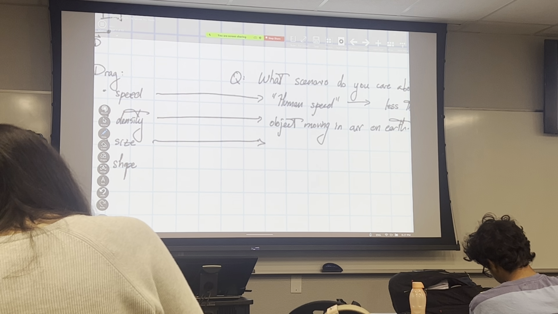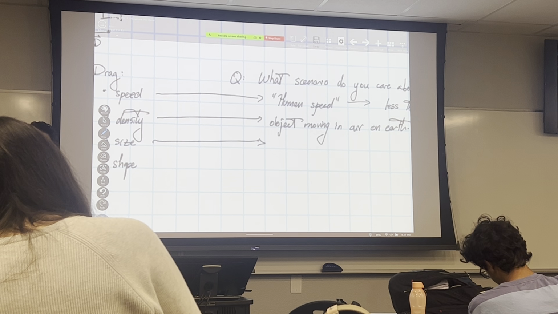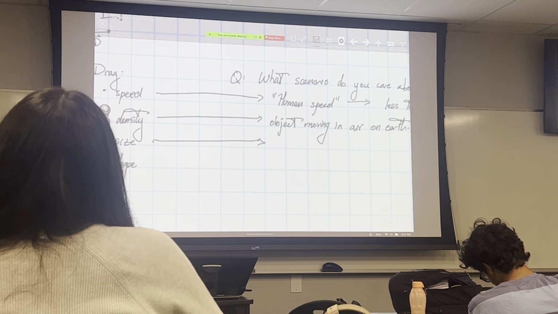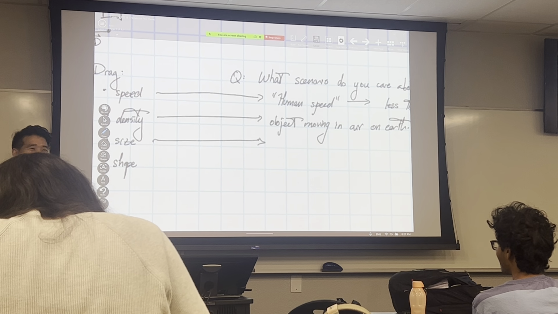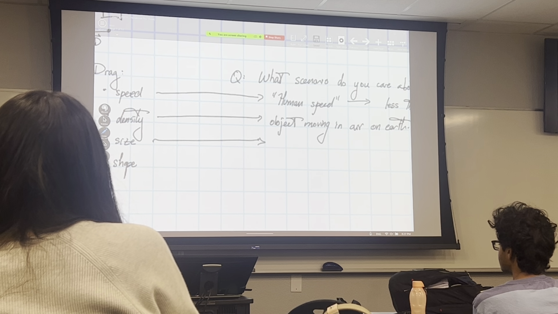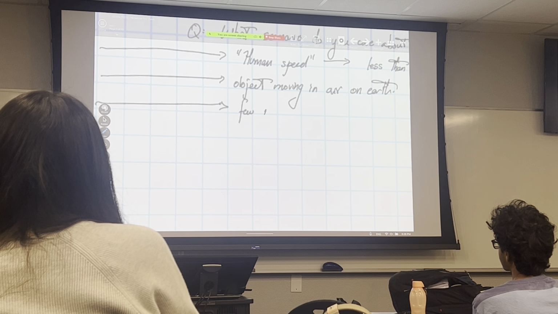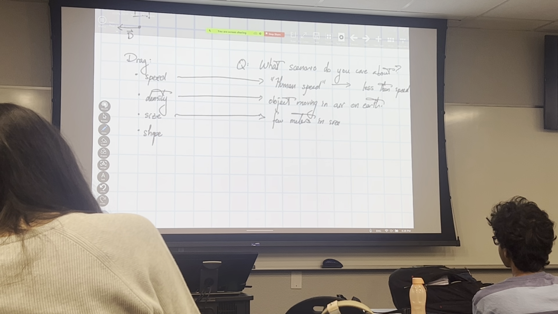What about the size? What are the size of objects you guys deal with on a regular basis? Just give me a size range. The Earth. All right, that's true, but you're not seeing the drag on the Earth. Give me an approximate length. 6 feet. Right, a few meters. Few meters in size. Oh man, we are running out of time.